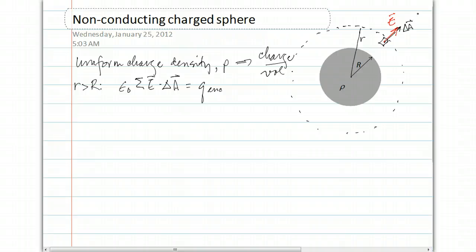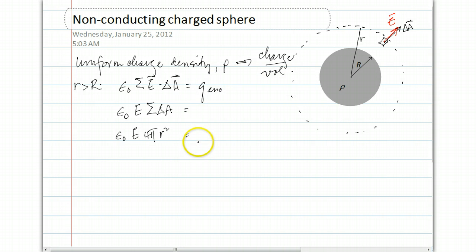Furthermore, because of symmetry, we can say that E has the same magnitude everywhere on our Gaussian surface. So in our summation, we can pull E out of the summation sign. You notice that our dot product just becomes E times delta A because the angle between E and delta A is 0. Cosine of 0 is 1. So we have the summation of delta A. The summation of delta A is our usual, since this is a sphere, the surface area of a sphere, 4 pi r squared, is equal to the charge enclosed.